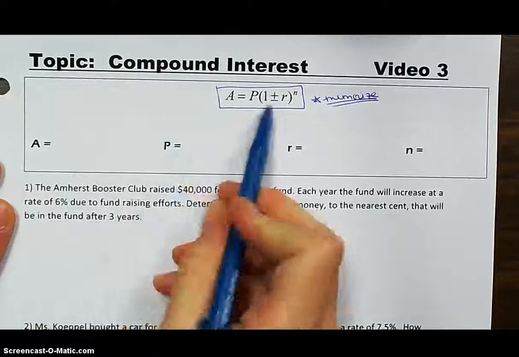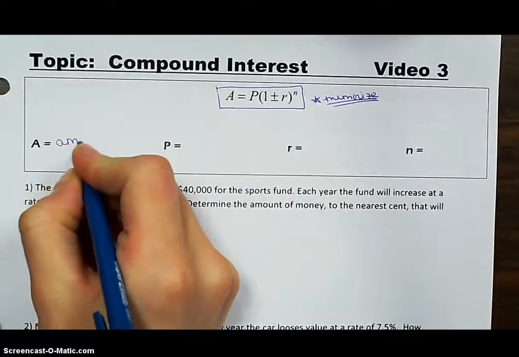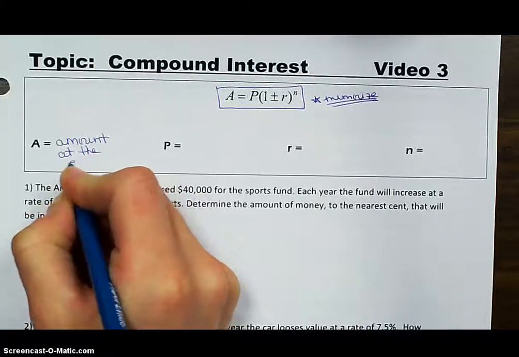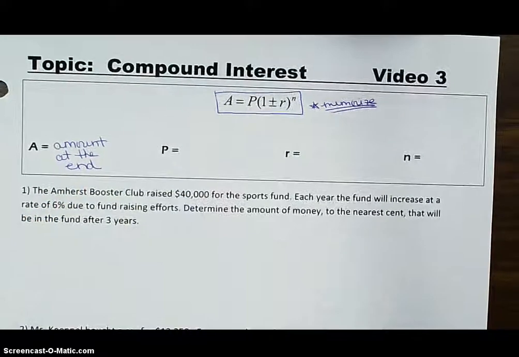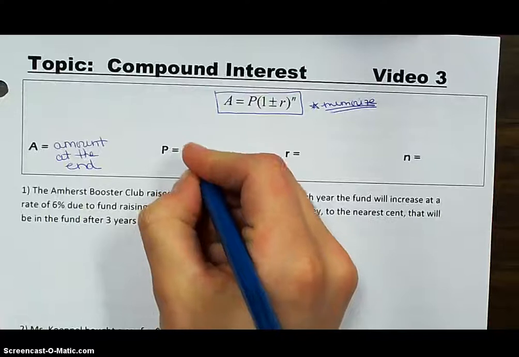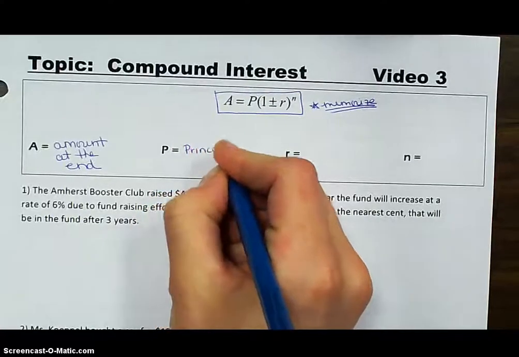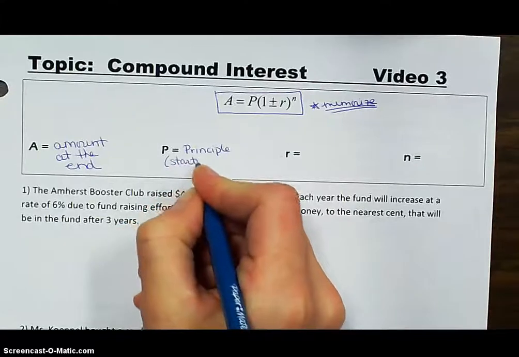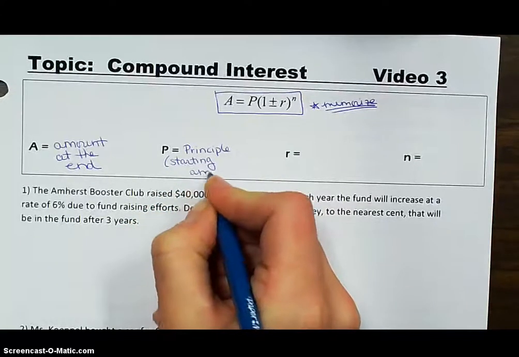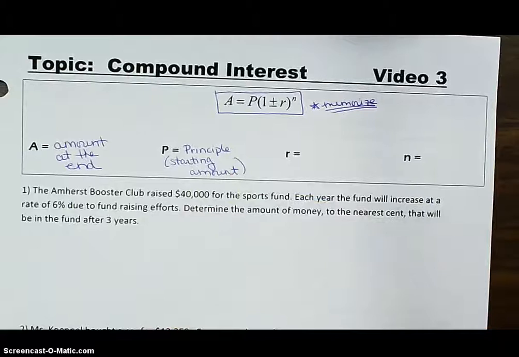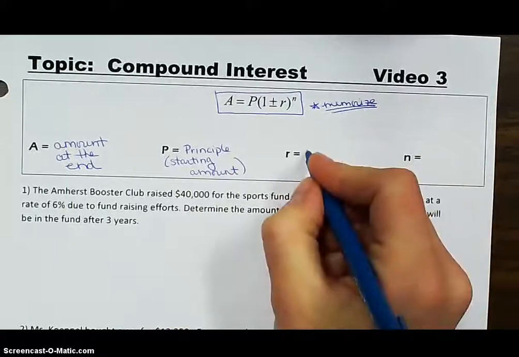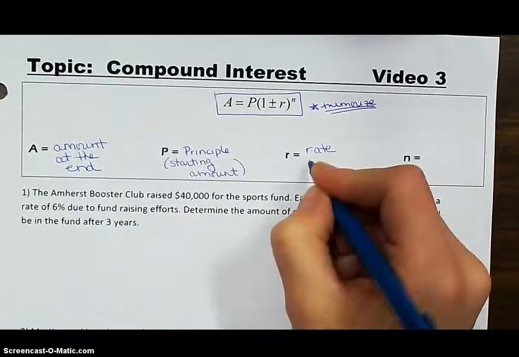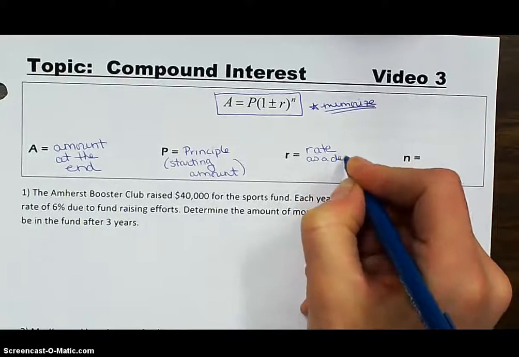In this formula, A is the amount that you have at the end. P stands for the word principal. Instead of the word principal, I like to think of it as your starting amount. R is going to be your rate, as a decimal.